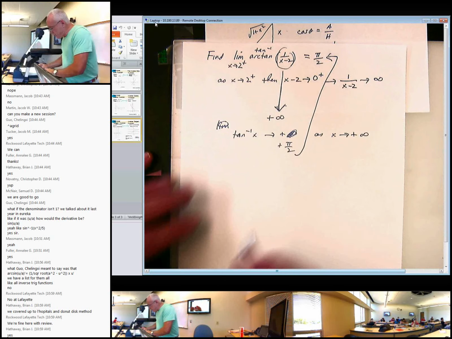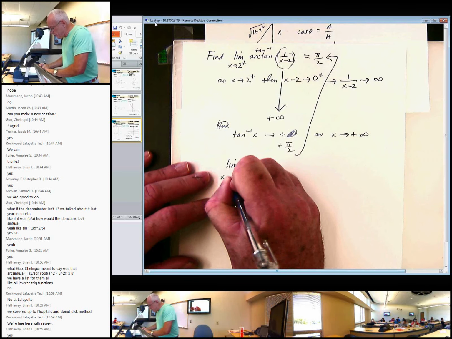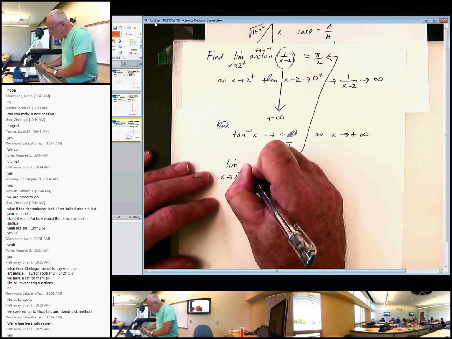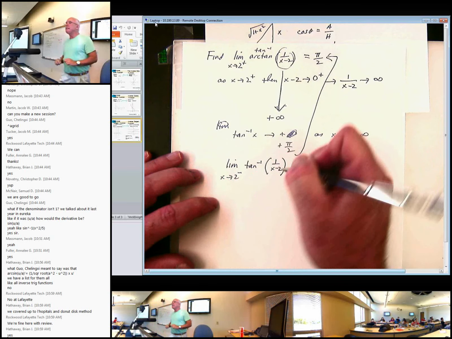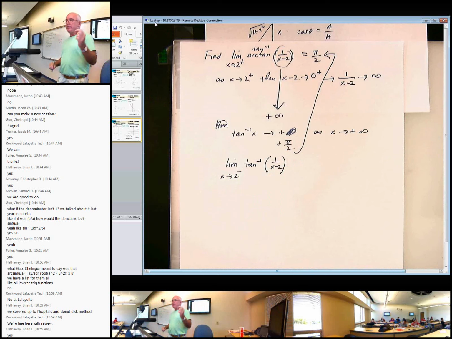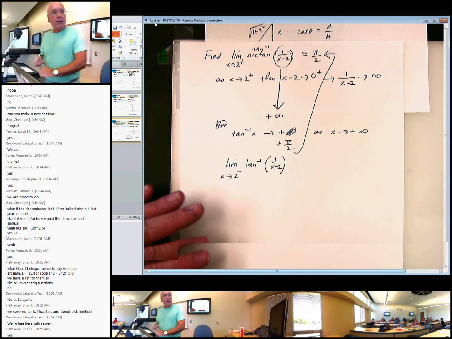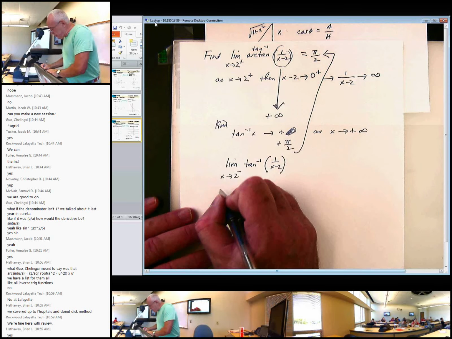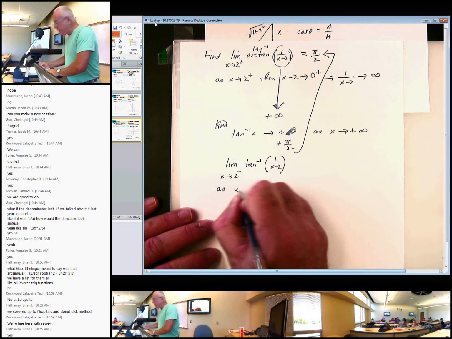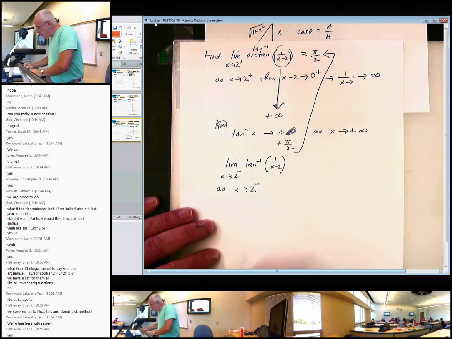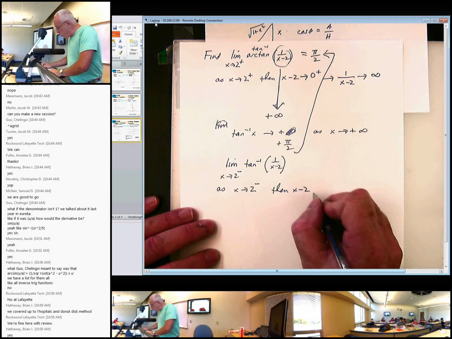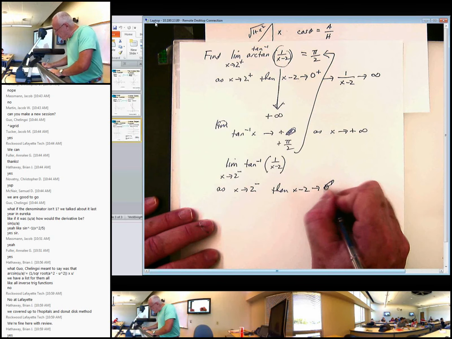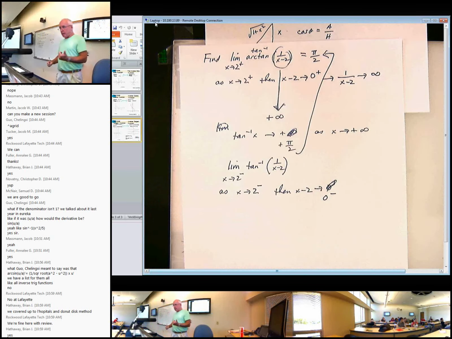Well, let me ask this question, since I feel the need to ask this question. What if the question had been the limit as x approaches 2 from the other side, the left side, with a minus sign after it, of the tan inverse of 1 over x minus 2. Okay, so we do this. As x approaches 2 from the other side, then x minus 2 approaches 0 from the other side, from the negative side.